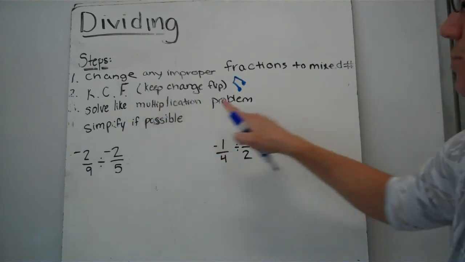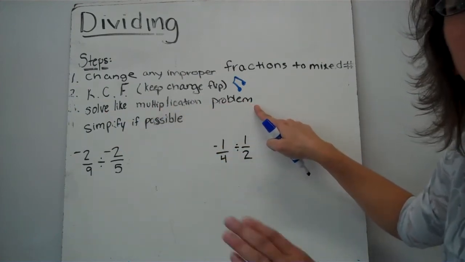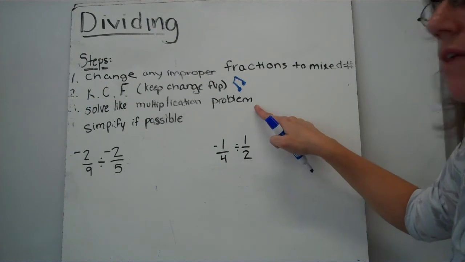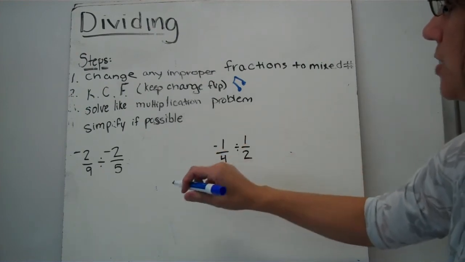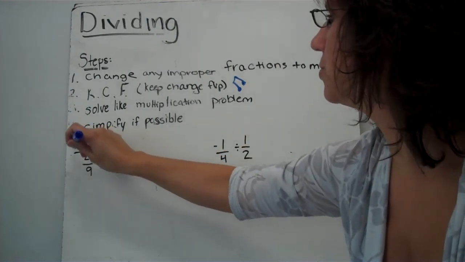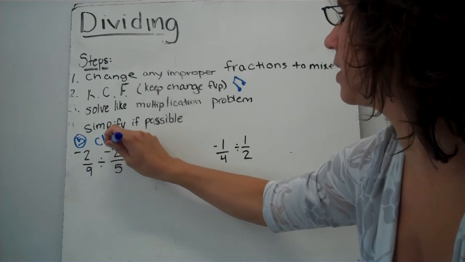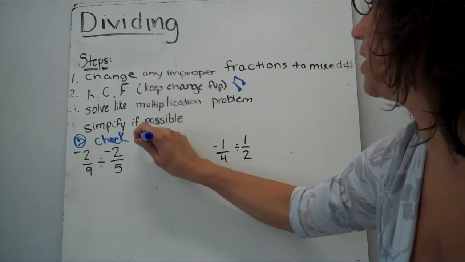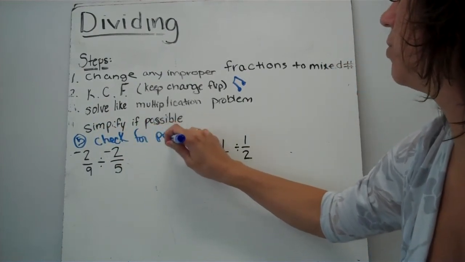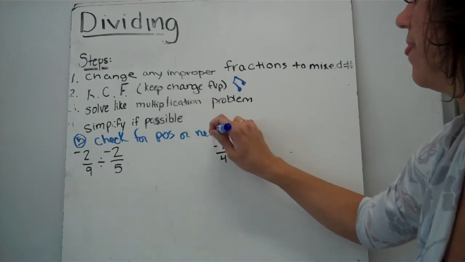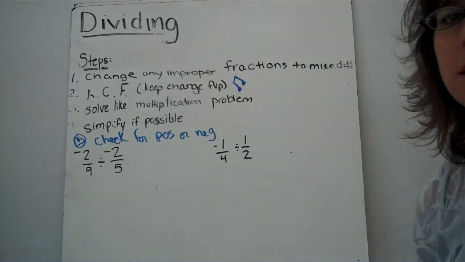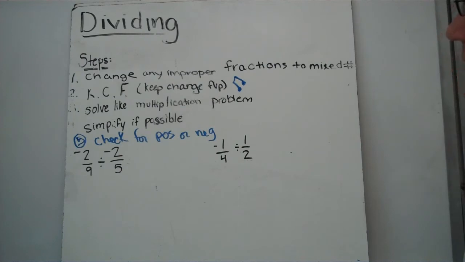And then we're going to solve just like we did with the multiplying. Straight across, and reduce. Finally, make sure that you are checking for your signs. Check for positive or negative. That's the 7th grade piece. That's the added piece that's in for this year.